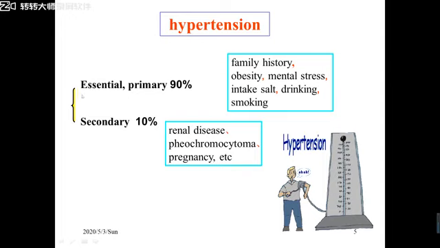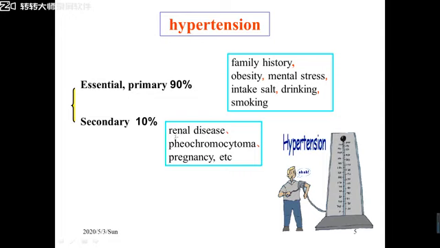The first kind, essential hypertension. And for some patients, we know the reason why they have hypertension, why their blood pressure increases, because they have other disease. So we call them secondary hypertension. About 10% of hypertension patients are secondary hypertension, because we know the reason, because they have this disease.